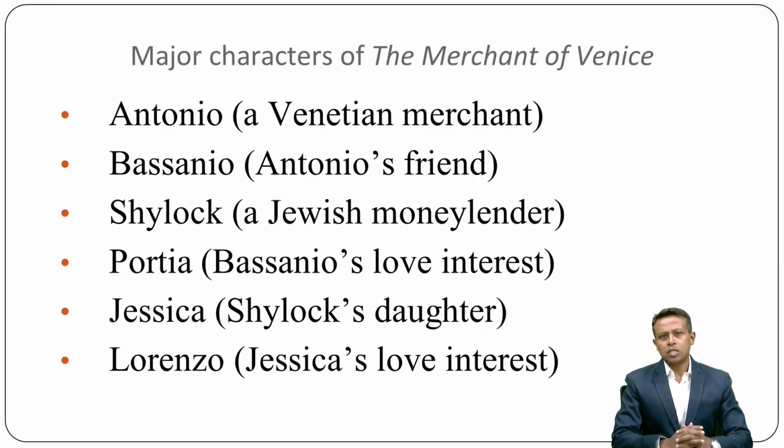The major characters of this play are Antonio, he is a Venetian merchant. Bassanio is Antonio's friend. Shylock, he is a Jewish moneylender. Portia, she is the love interest of Bassanio. Jessica is the daughter of Shylock, and Lorenzo is the love interest of Jessica.